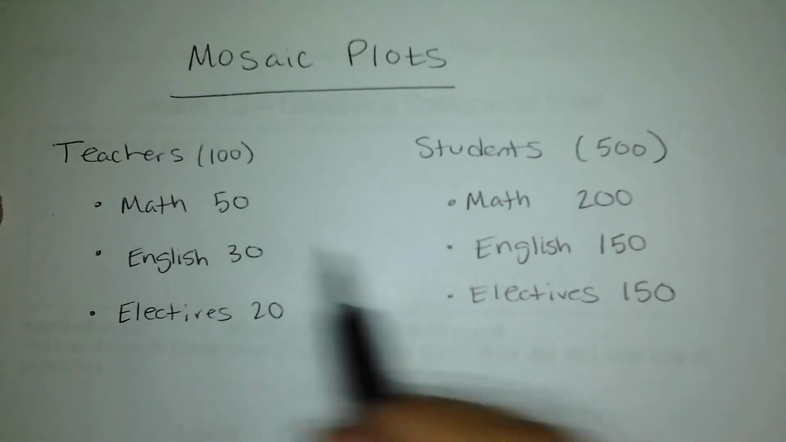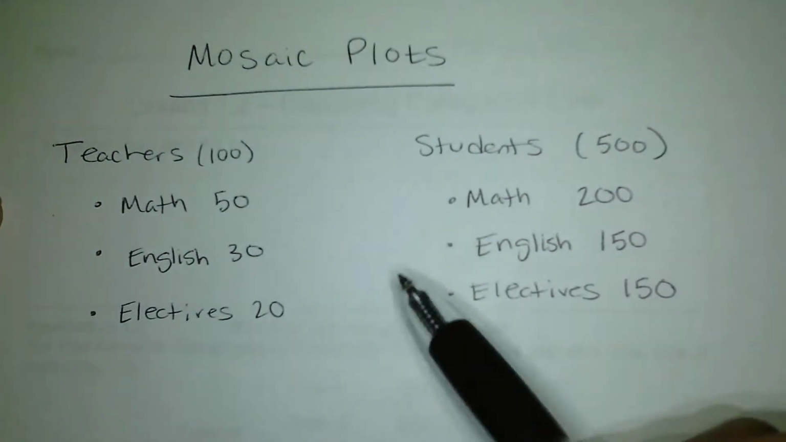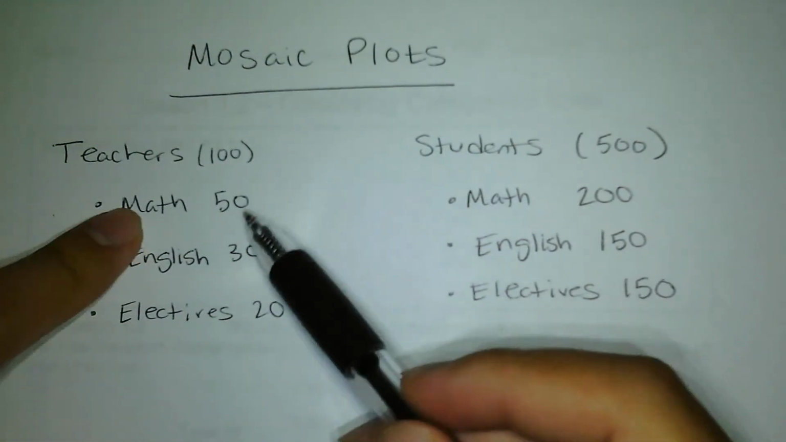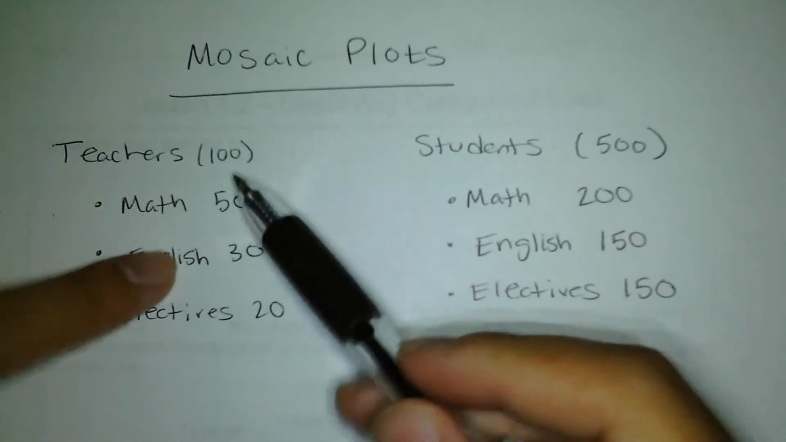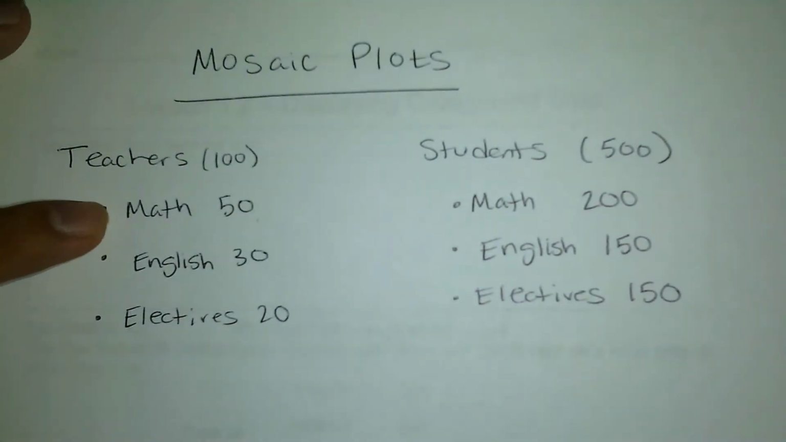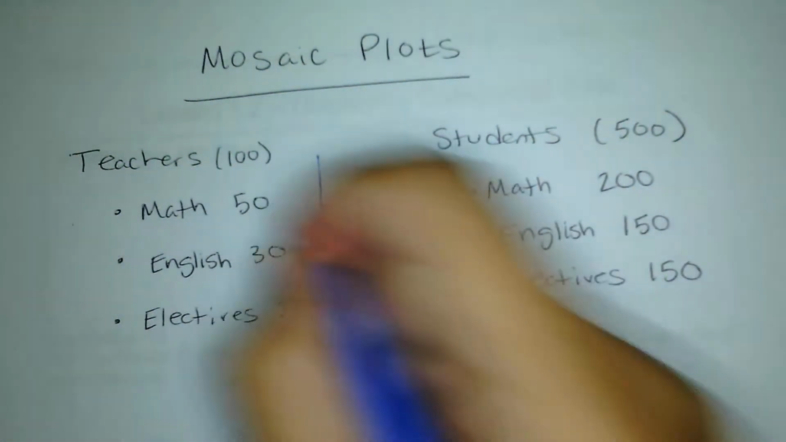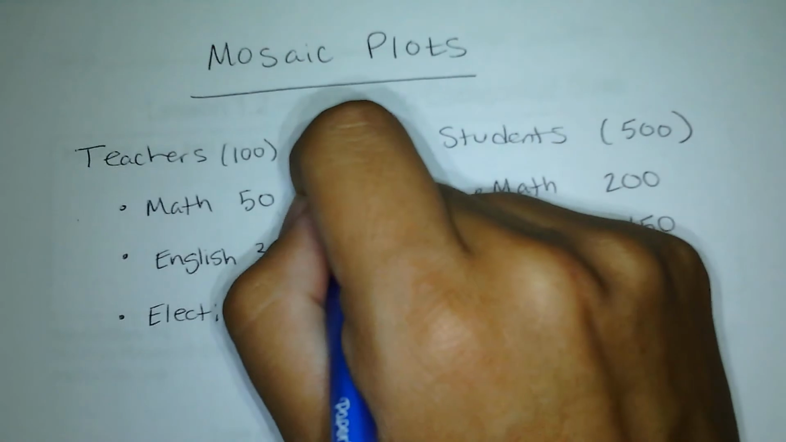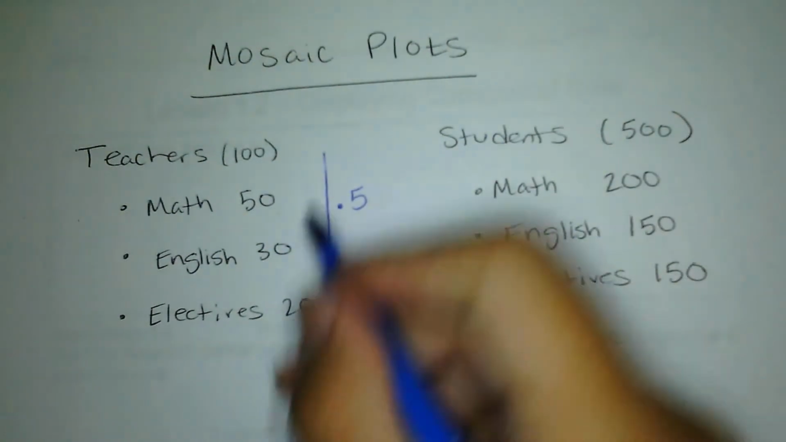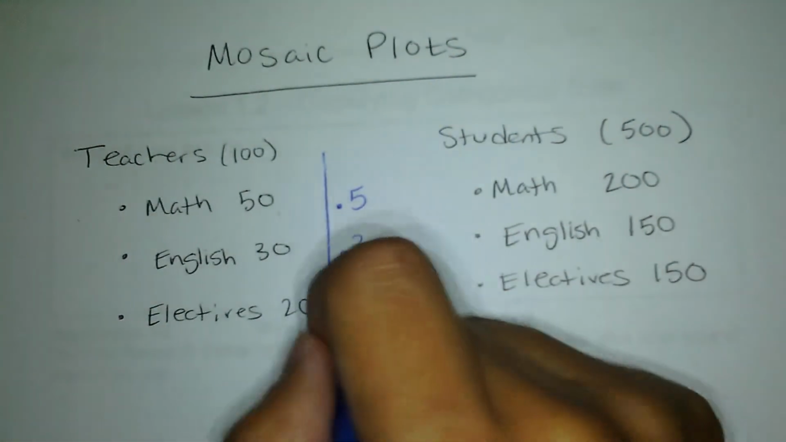So the categories seem to differ here, right? I have 100 teachers, I have 500 students. So each of these make up a different amount of their respective groups. So for example, math is 50 out of 100. So I can convert that to, all right, 50 over 100. We know that's a nice fraction. That's about 0.5. 30 over 100 is about 0.3. And 20 over 100 is 0.2.